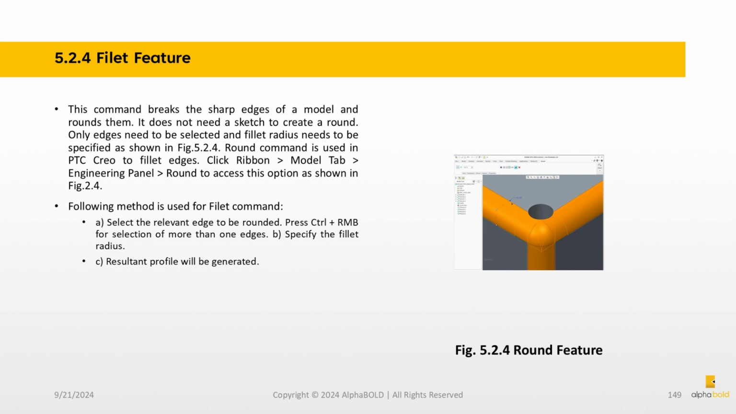The following method is used for fillet command. A. Select the relevant edge to be rounded. Press Ctrl plus RMB for selection of more than one edge. B. Specify the fillet radius. C. Resultant profile will be generated.